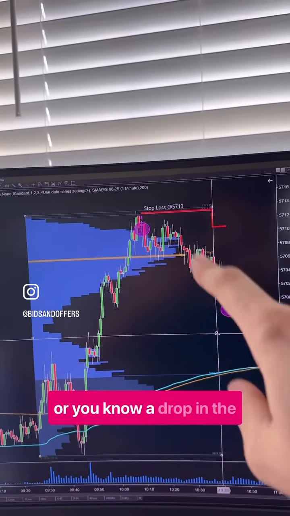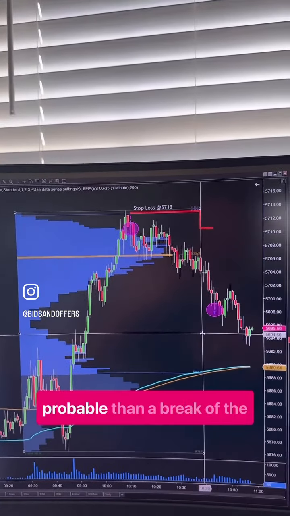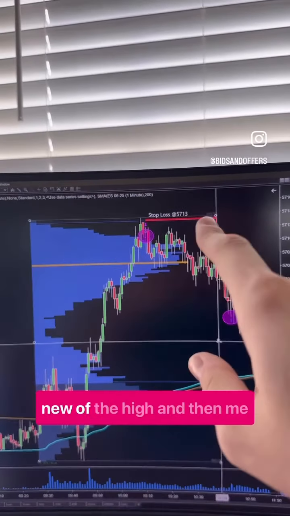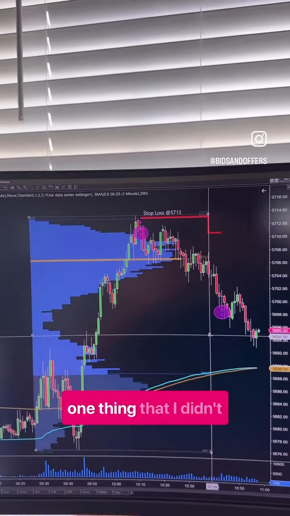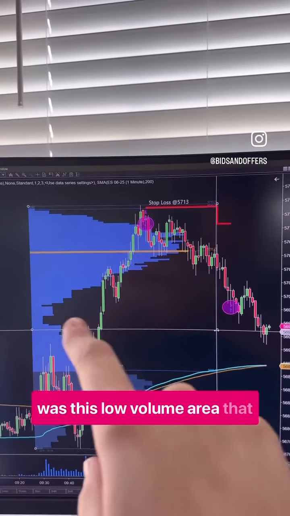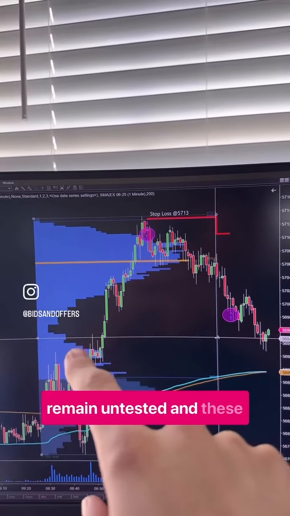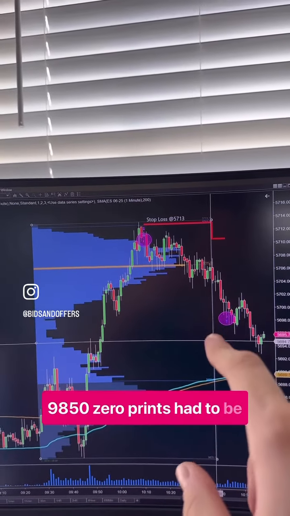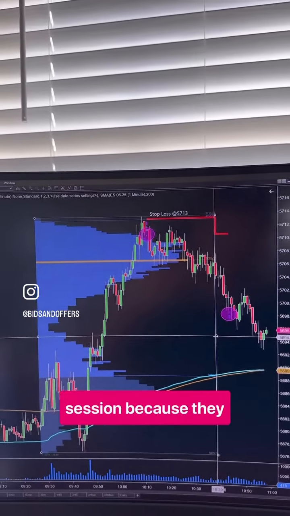When you see something like that occur in real time, that tells you that the probability of a drop in the market is becoming less probable than a break of the high and then me getting stopped out. So that's one thing that I didn't entirely like about this trade, but nevertheless, there was this low volume area that remained untested, and these 98.50 zero prints had to be hit at some point in the session because they typically do get hit.